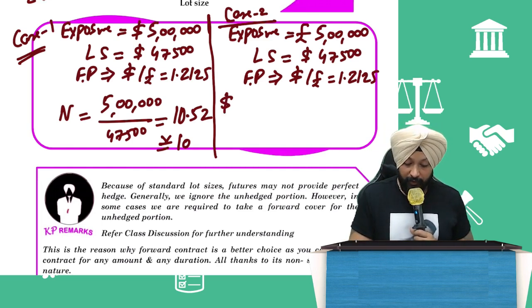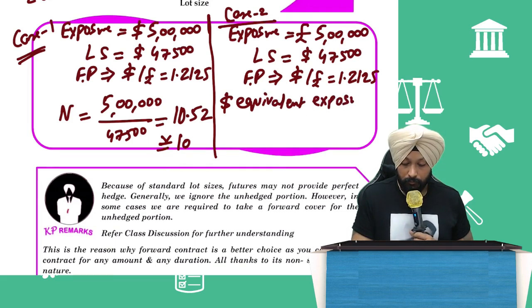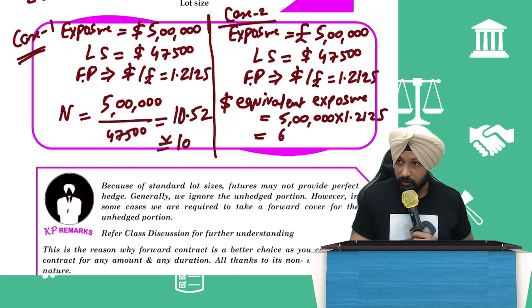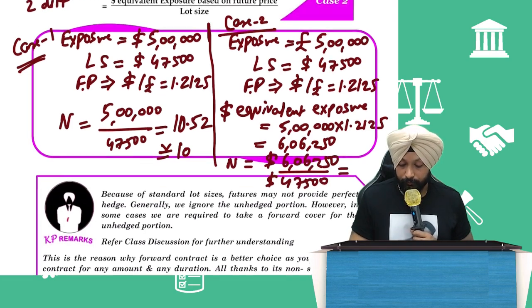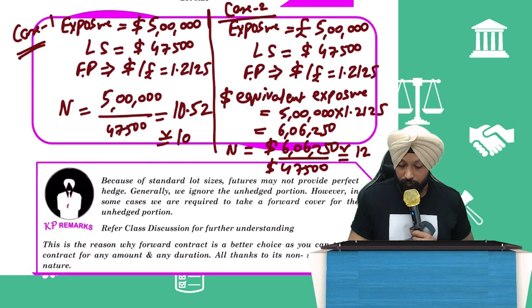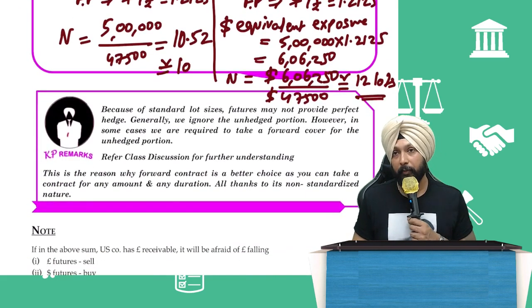Second case, guys, we will find out the dollar equivalent exposure. We are converting from pound into dollars. Multiply 5 lakhs into 1.2125. How much is that? 606250. Now the number of lots is 606250 divided by 47,500. How many are we getting? Approximately 12. See, you're not able to create that perfect hedge.